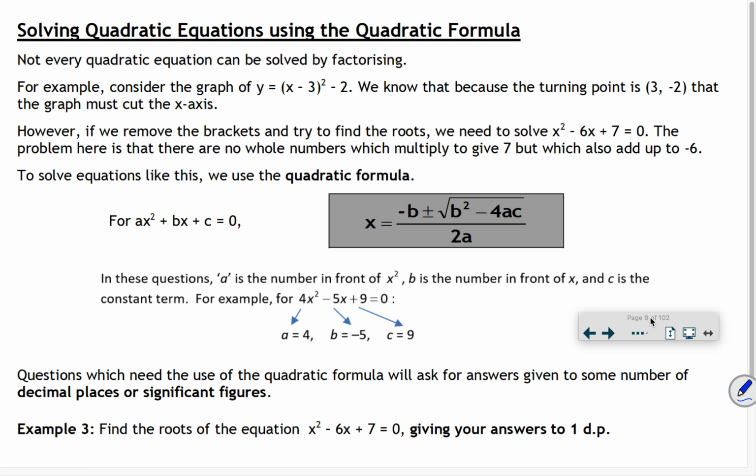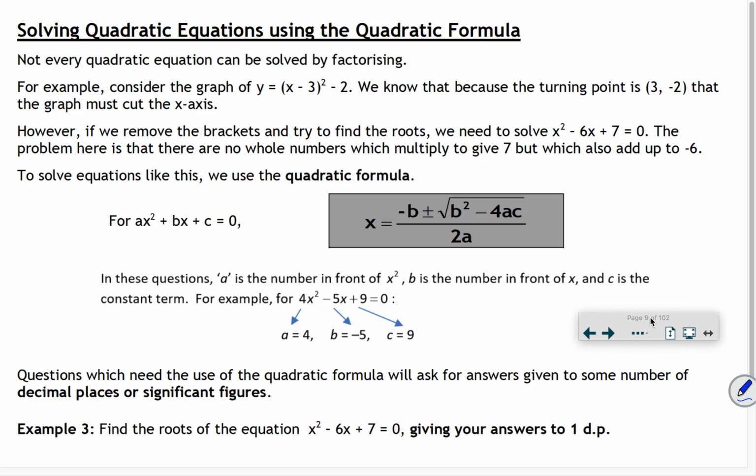So when we use this formula, and this formula will be given for you at National 5 level, it gives us the actual roots and we can round it to however many decimal places that we need to.